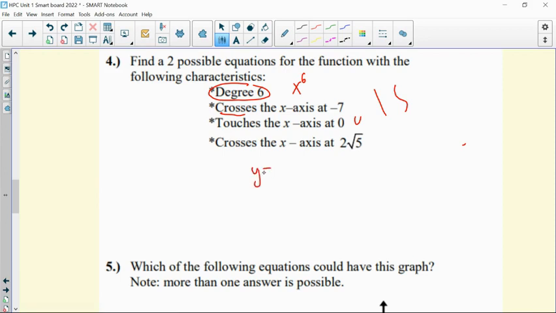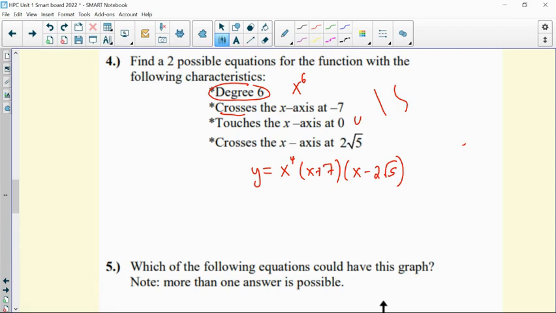So let's go ahead and make y equals, and let's touch at x equals 0. So let's say x to the 4th power. That definitely touches. And then we want to cross at -7. So we want to make sure that we have, let's say, an x plus 7, right? That would cross as a linear factor. And then cross at 2√5. So we just make the awkward x minus 2√5. So that's one possible answer.